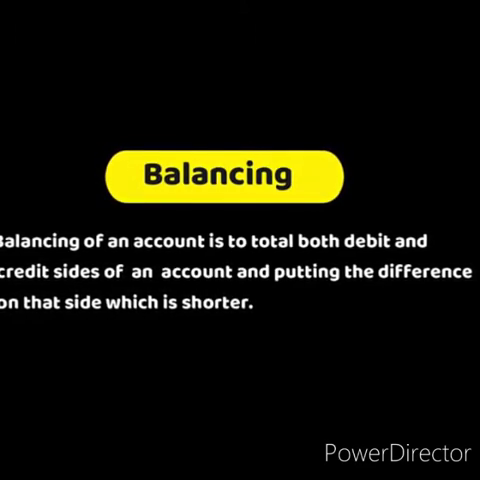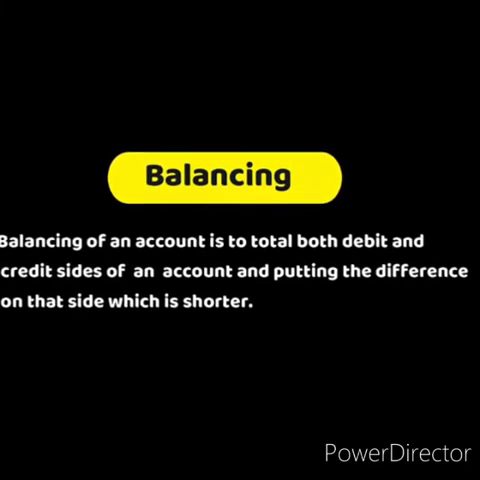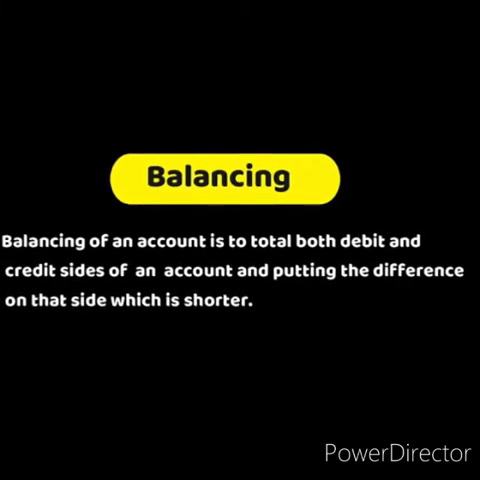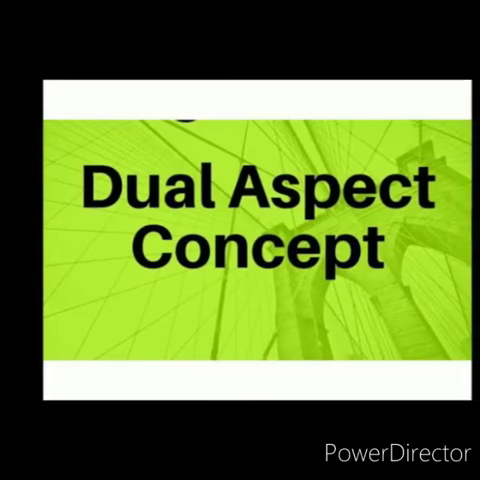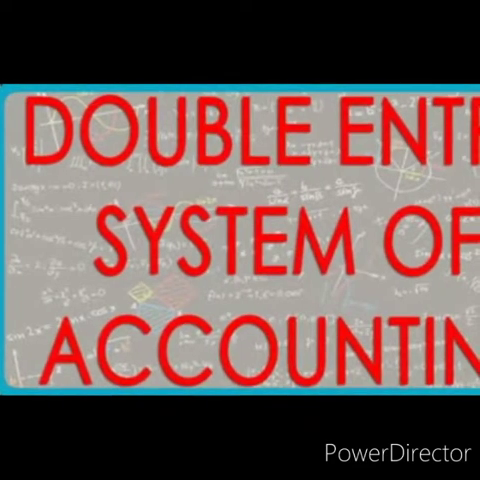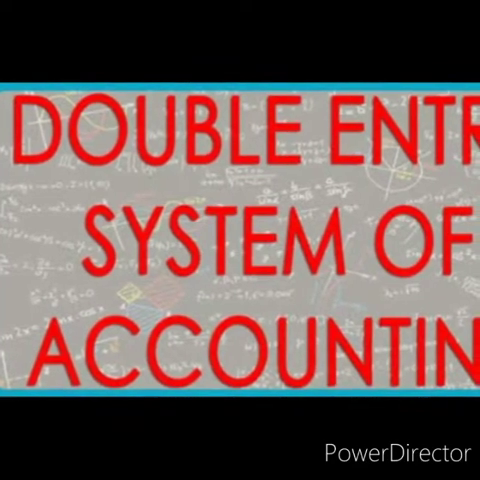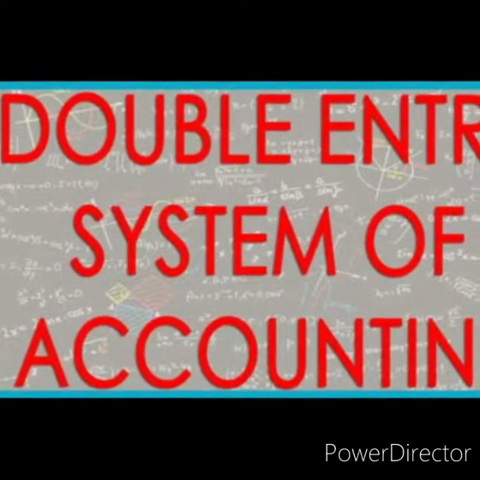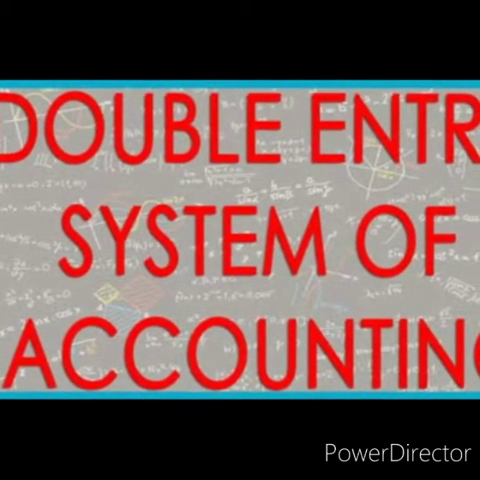For this, first you should know what is debit and what is credit. In accounts, we have the dual aspect concept, and we'll say double entry system. So what do this dual aspect and double entry system insist?